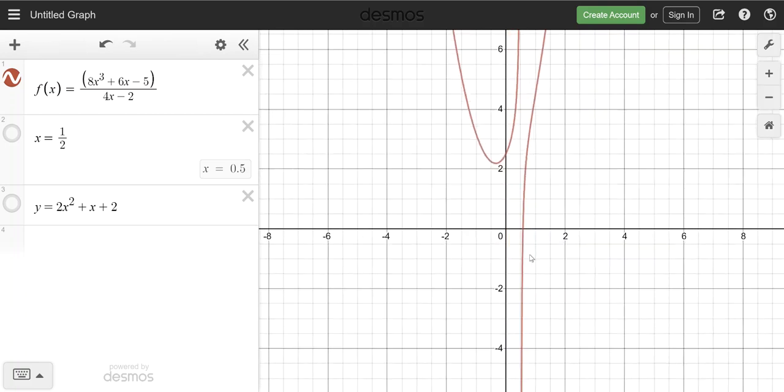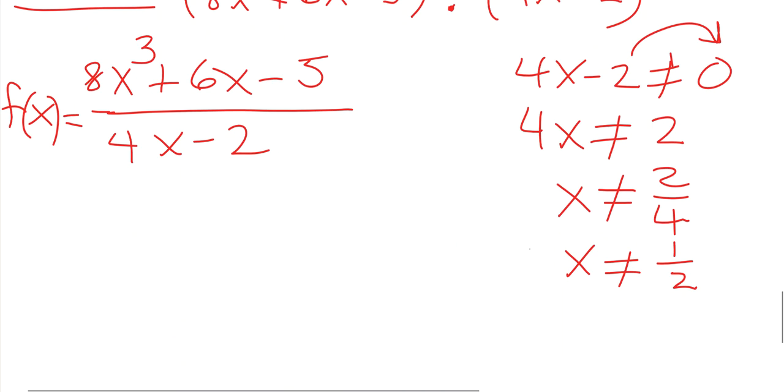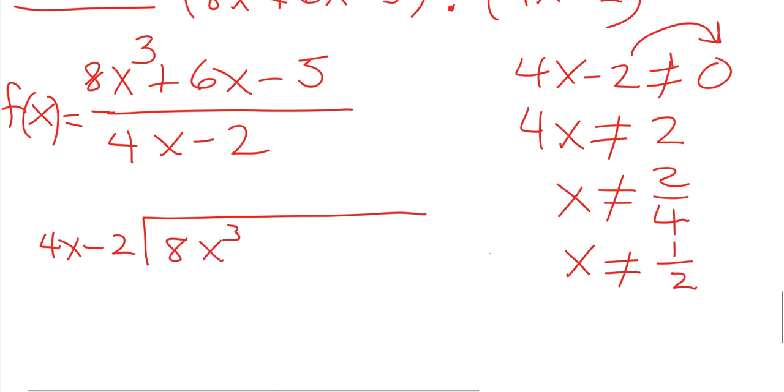There it is. So let's go ahead now and do the division and then try to make some meaning out of this. Okay, so what if we do the division? That would be 4x minus 2 being divided into 8x cubed plus 0x squared, there's no x squareds, plus 6x minus 5. So we're going to divide this into all of that, okay?